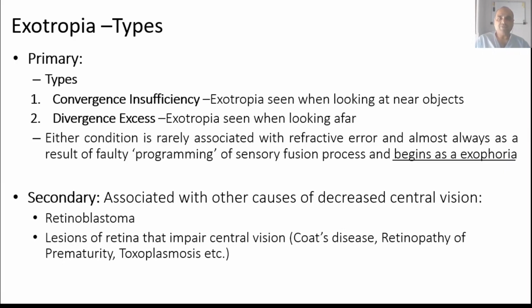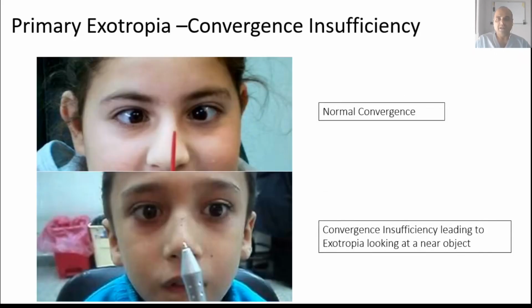A secondary exotropia is one which is associated with another cause of decreased central vision. These causes are similar to the secondary types of esotropia that we talked about before. So we have retinoblastoma, lesions of the retina that impair central vision, Coats disease, retinopathy of prematurity, toxoplasmosis, and other diseases.